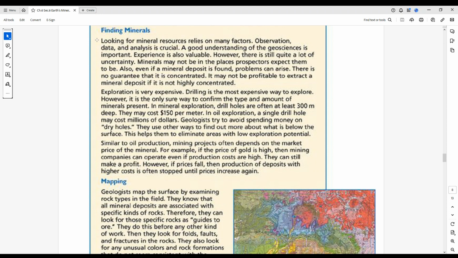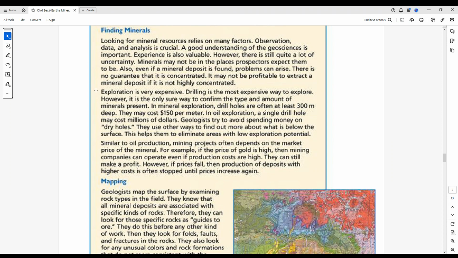Minerals may not be in the places prospectors expect them to be. Also, even if a mineral deposit is found, problems can arise. There is no guarantee that it is concentrated. It may not be profitable to extract a mineral deposit if it is not highly concentrated.